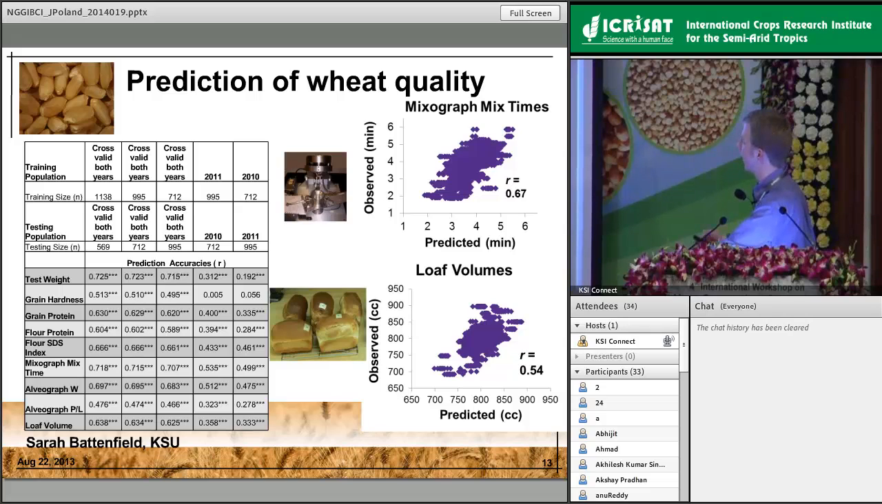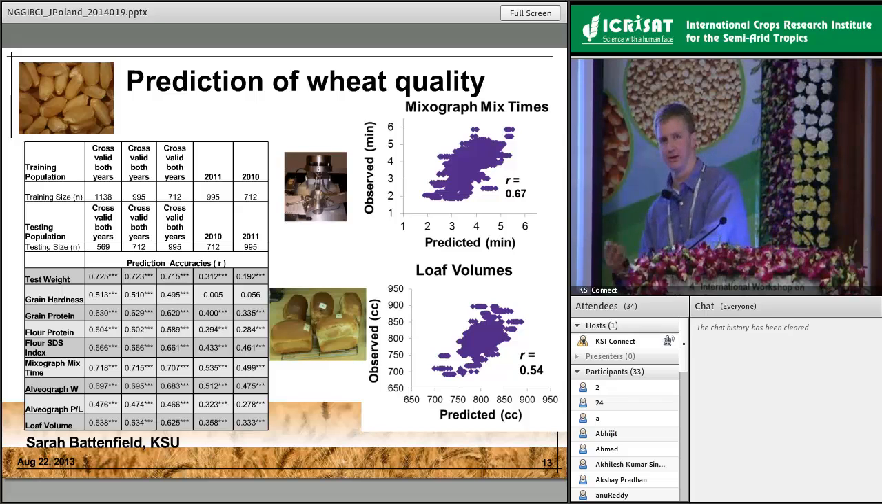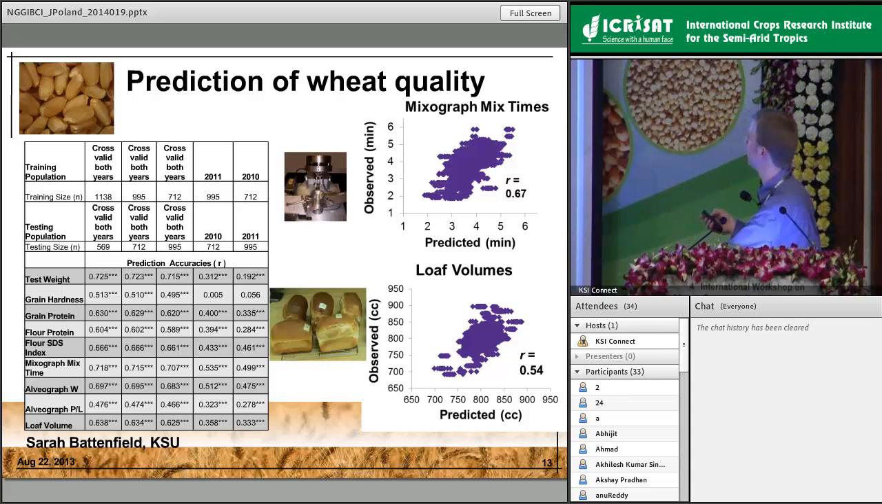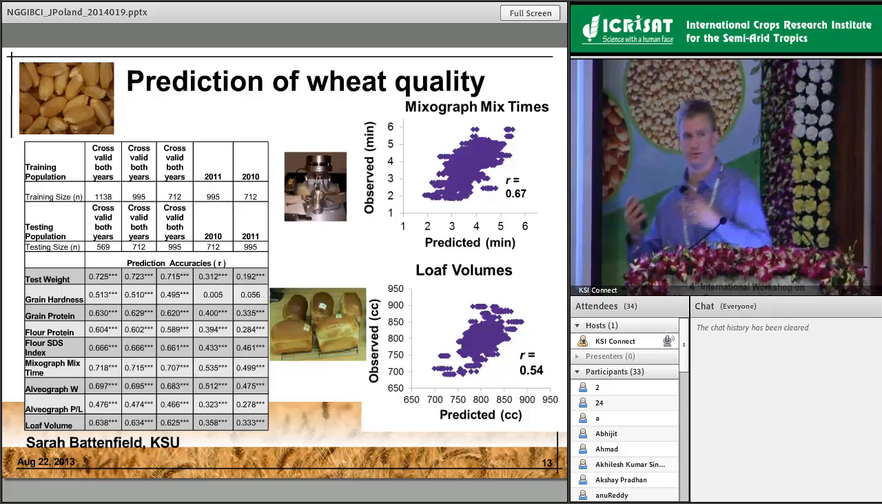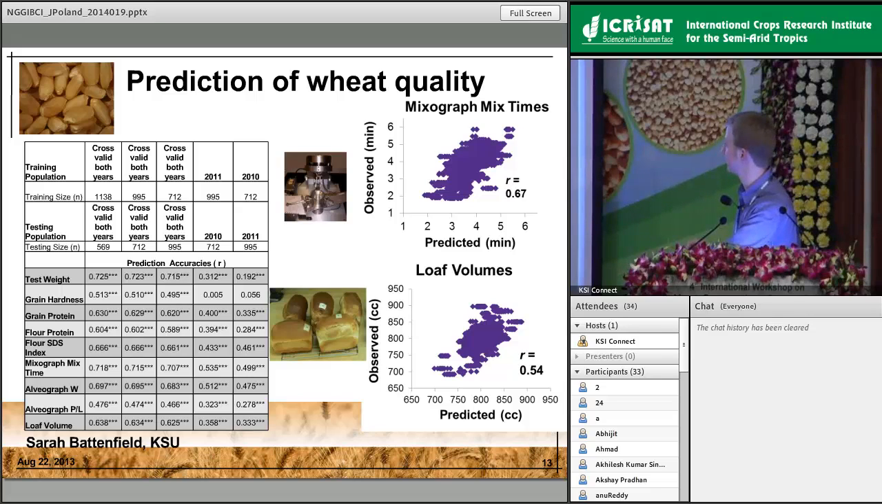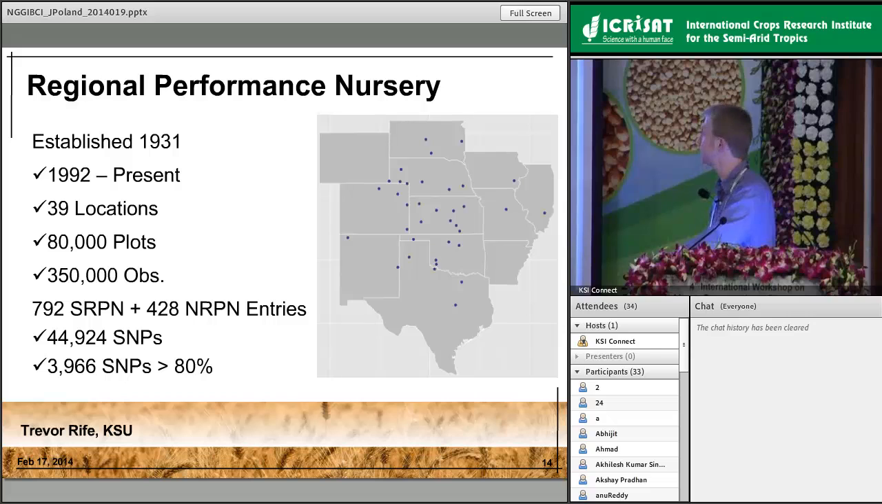And just an example of two of those, this is a mixograph, where you're actually milling the flour, and then you mix the dough and you look at the dough strength. These traits are measured in minutes, so obviously not real high throughput, but we had really good prediction accuracy. Same thing with loaf volume, actually baking a small loaf of bread and then measuring the volume on that. So obviously here again, a low throughput, expensive trait. If we can predict these kinds of traits with any type of reasonable accuracy, I think this is really where there's going to be a huge advantage to applying genomic selection.